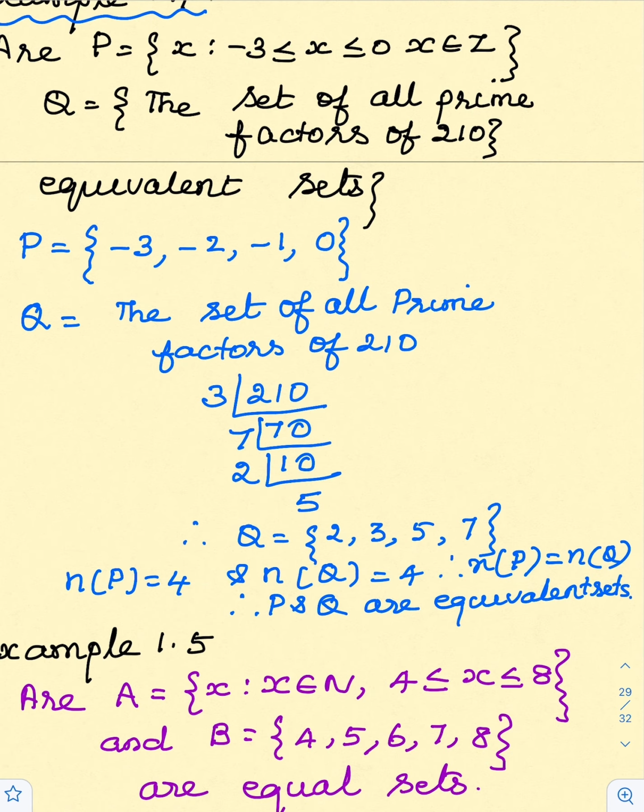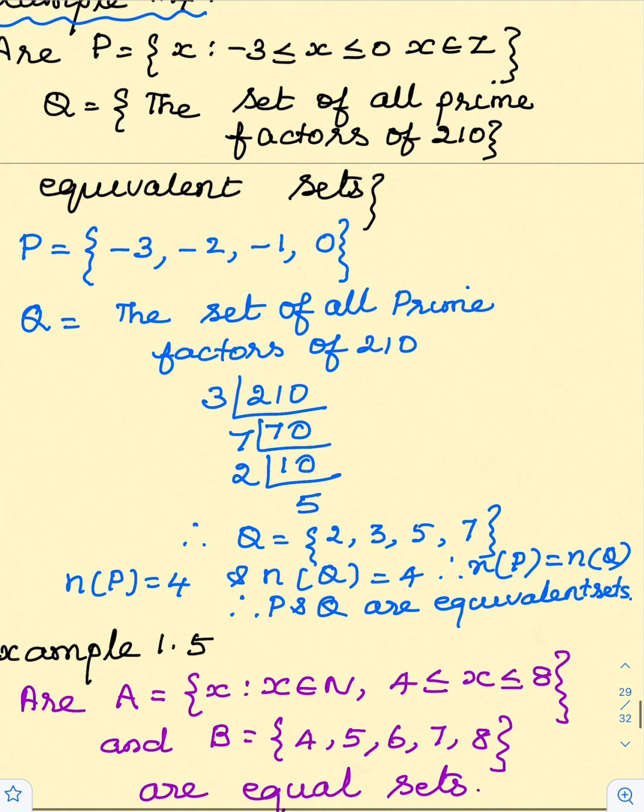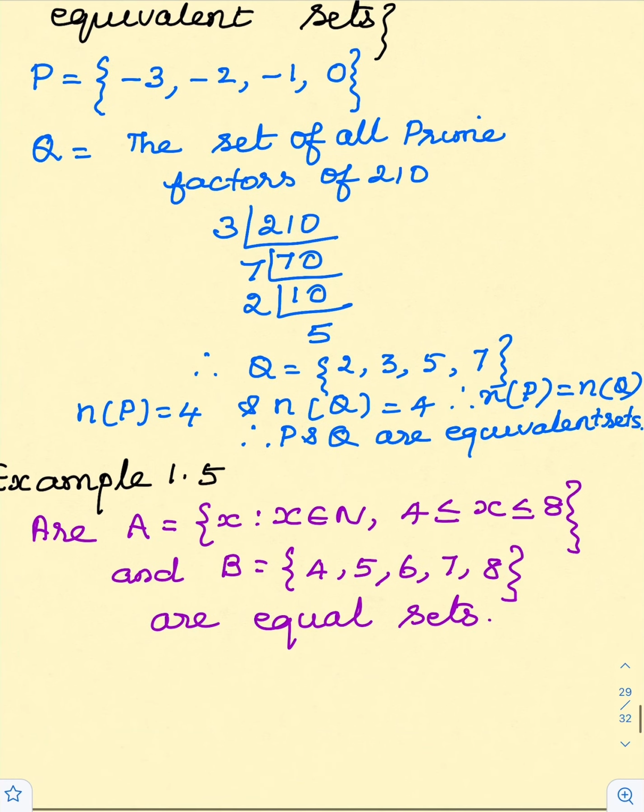Next Q, the set of all prime factors of 210. So we have found the prime factorization of 210 and we arrive at 2, 3, 5 and 7. So the number of elements in P is 4 and the number of elements in Q is also 4. So we find n(P) is equal to n(Q), so P and Q are equivalent sets. Next we go to example 1.5.